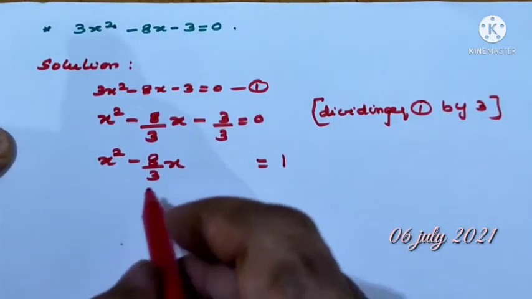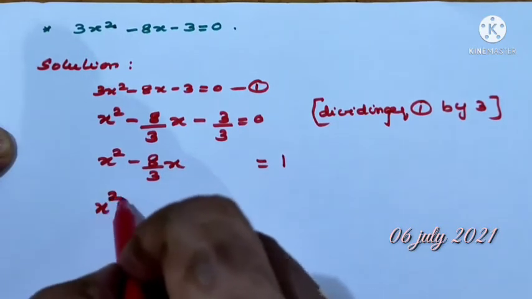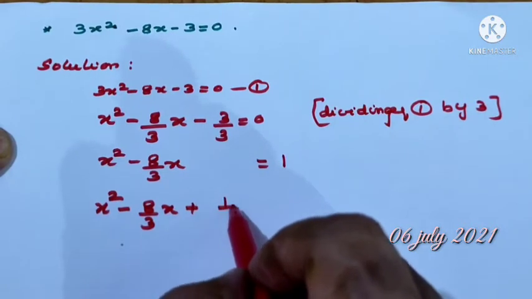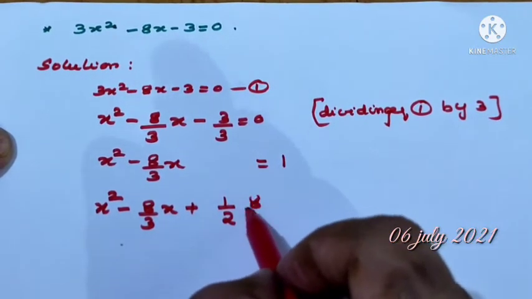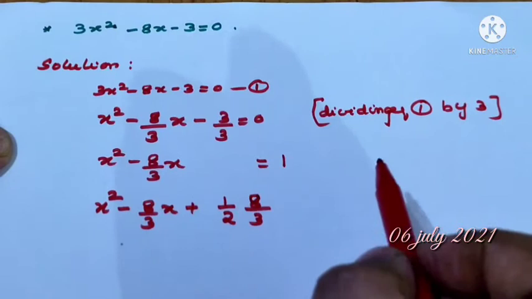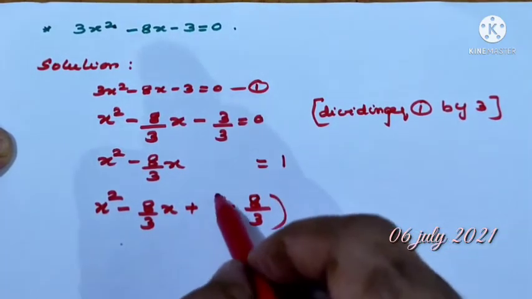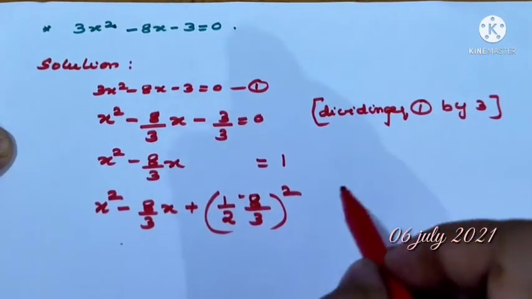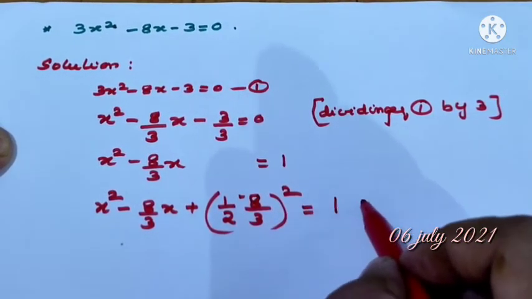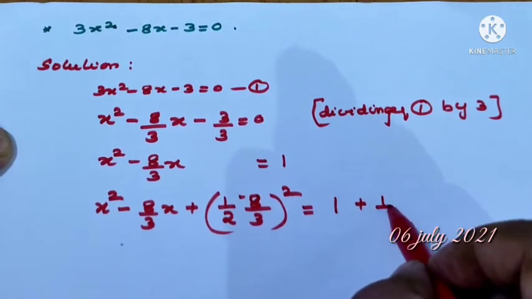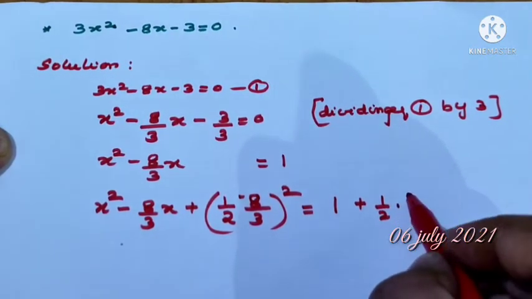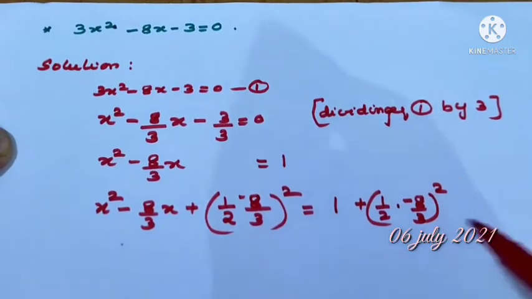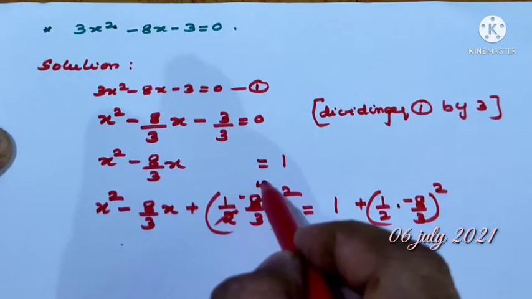Next, adding the square of half of the coefficient of x. Without sign also we can write it because it's a square term. If it is written with minus also, minus square will come, so it's positive only. So if we add here, we have to add on the right side also. So half into the coefficient of x, that is minus 8 by 3, whole square. If we cancel 2 and 8, it is 4 only.